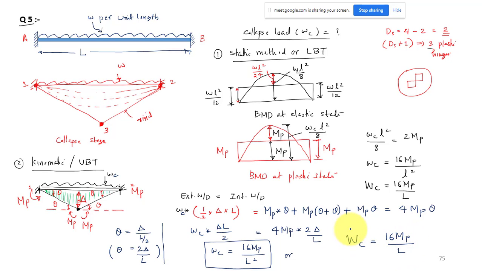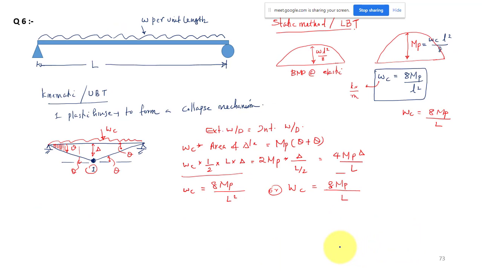So again, all these questions will give you the same value in the upper bound and lower bound theorem. So this is the collapse load, 16 Mp by L square in terms of kilonewton per meter, or in terms of kilonewton total load, W into L, that value is 16 Mp by L. So maybe you can compare with your simply supported beam with UDL.